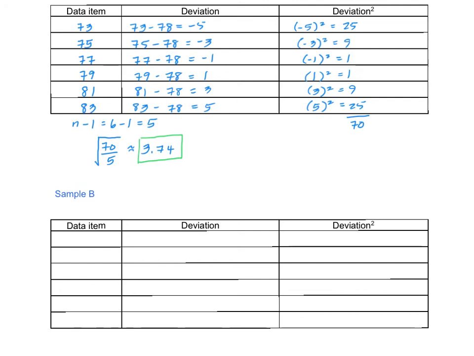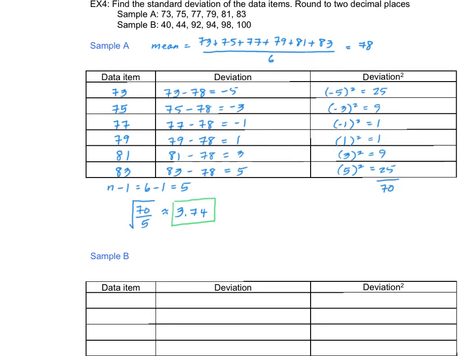Let's do another example. We'll look at sample B. So the data items are 40, 44, 92, 94, 98, and 100. Just by looking at B, I noticed that those items are spread out a little bit more. Look at the range there. The smallest is 40, the largest is 100, so the range is like 60. They're really spread out. So I'm thinking the standard deviation would be a little bit larger as well.